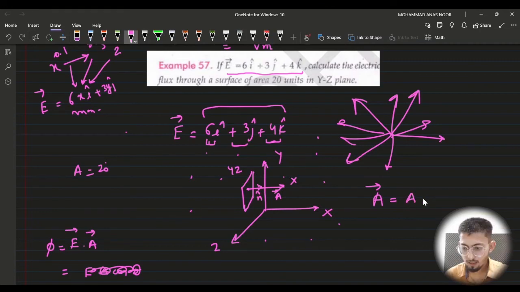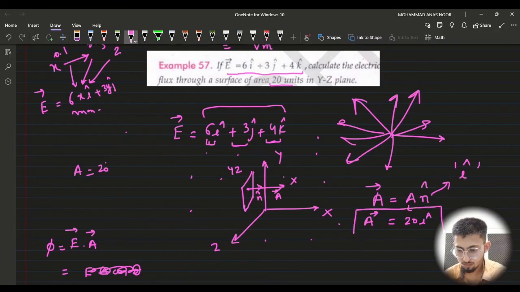A is A times N, and the N unit vector, in this case, is the I unit vector, because N is any unit vector. But here we know N is in the X direction. So what we can write: A is 20, from the question, the area is 20. This is A.